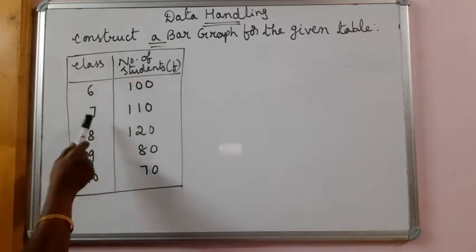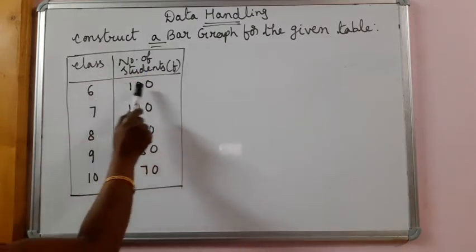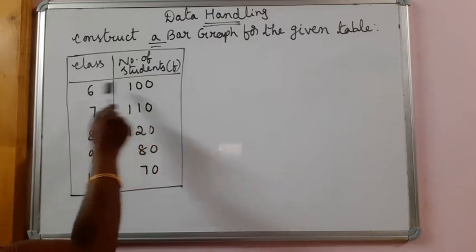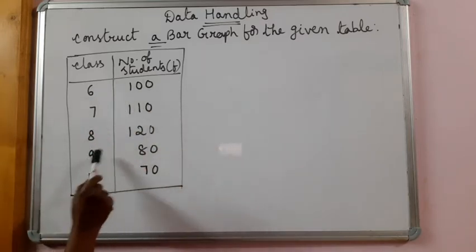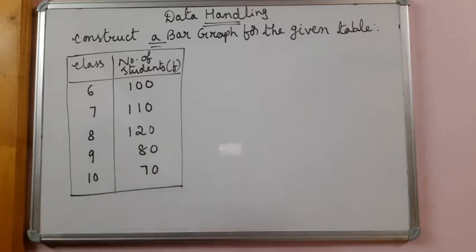The table is a frequency table. Class 6, 100 students. Frequency of class 6 is 100. Class 7, 110. Class 8, 120. Class 9, 80 students. Class 10, 70 students. How to construct the bar graph for this?